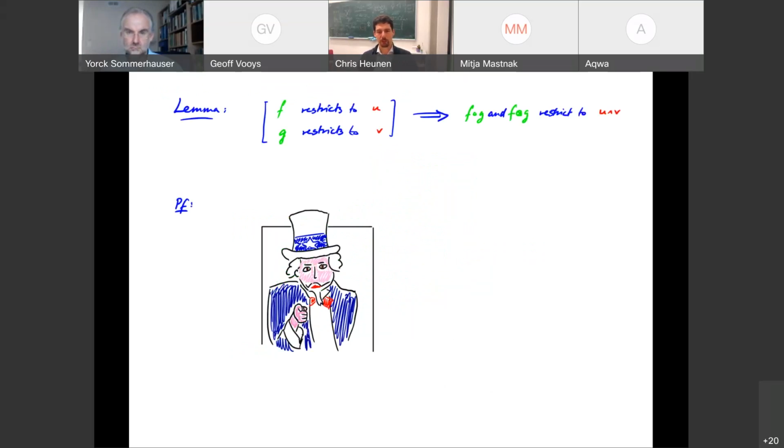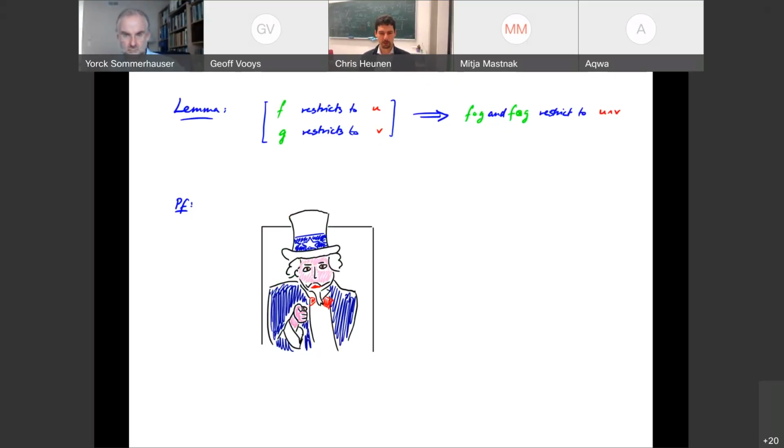And this kind of restriction behaves exactly like you think it should. Namely, if two morphisms restrict to U respectively V. So if F only lives over U and G only lives over V, then their composition and their tensor product should only live over the meet.